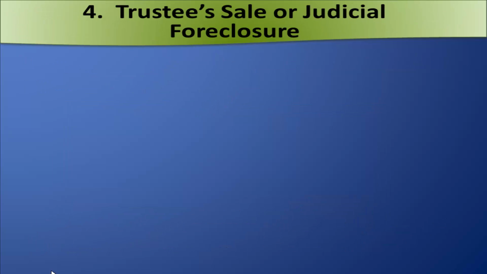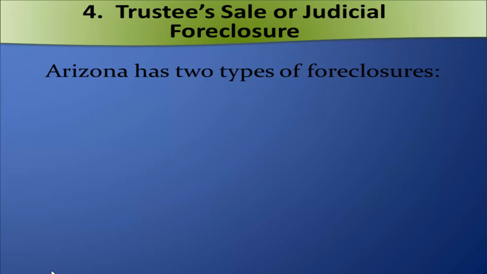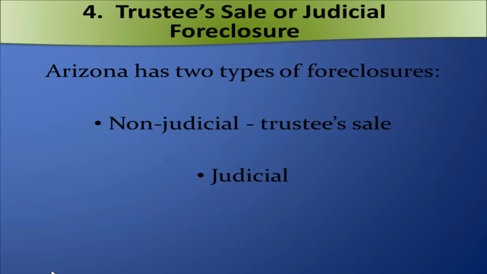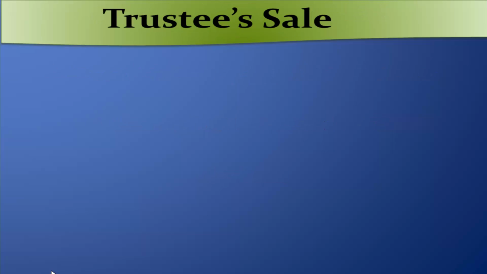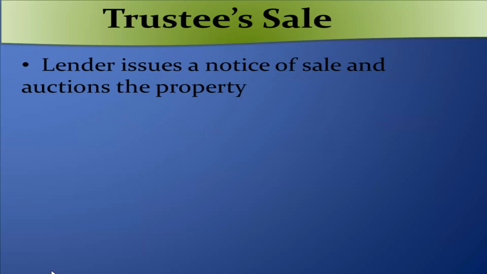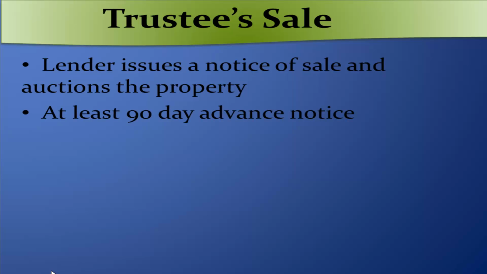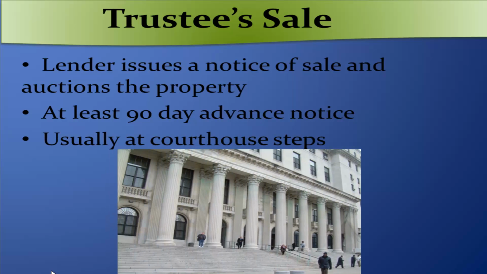Fourth, what is the type of foreclosure that the lender is pursuing? A trustee sale or judicial foreclosure? Arizona has two types of foreclosures: a non-judicial trustee sale and a judicial foreclosure. A trustee sale is a process where the lender issues a notice of sale and auctions the property. They have to give notice at least 90 days before the trustee sale, and the foreclosure sale or the auction usually takes place at the courthouse steps.